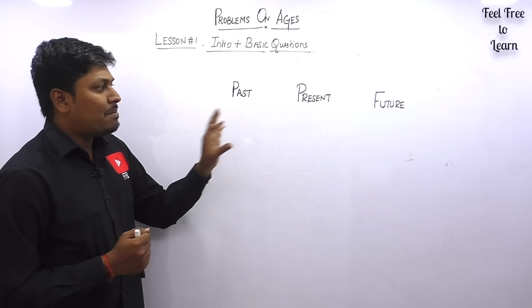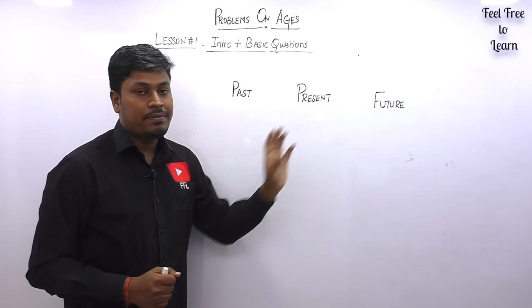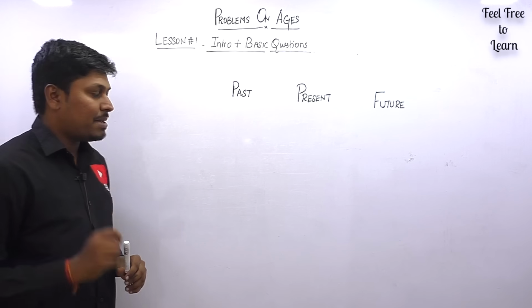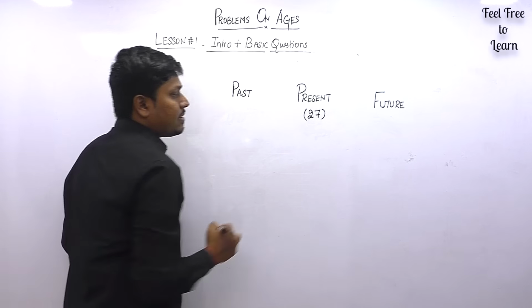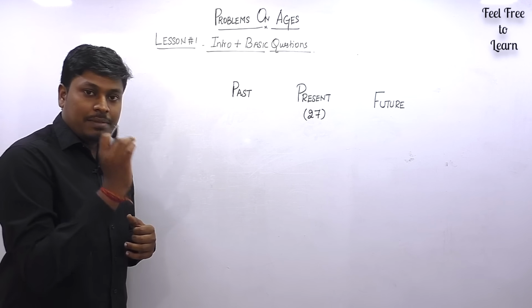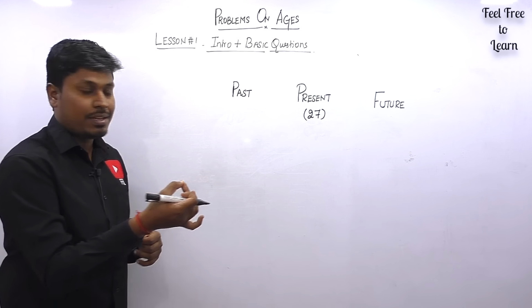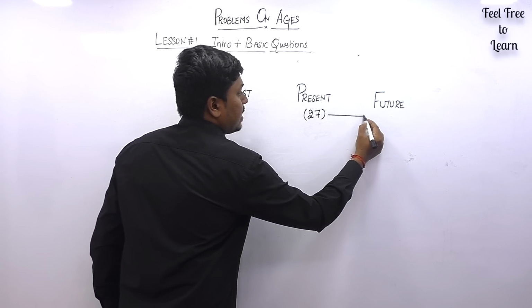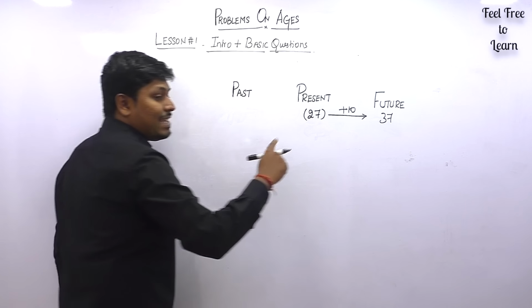So this topic completely deals with three things: past, present and future. For example, let me assume that my age is 27, my present age is 27. If they ask the question, what will be my age after 10 years? After 10 years, they are talking about the future, right? After 10 years, definitely my age will be 37. Or otherwise, 10 years hence.